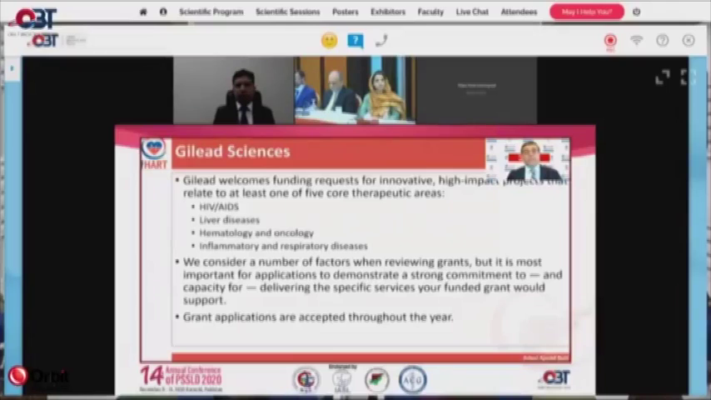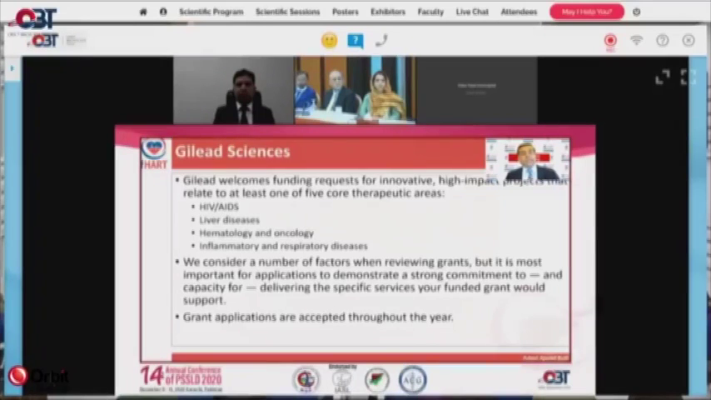In Pakistan and globally, actually, they fund a fair amount of research, which is investigator-initiated research in HIV and AIDS, hematology, oncology, inflammatory respiratory diseases, and of particular interest to us is liver diseases. I've had Gilead Sciences funding for several years, which supported some of my investigator-initiated research looking at Hep C.